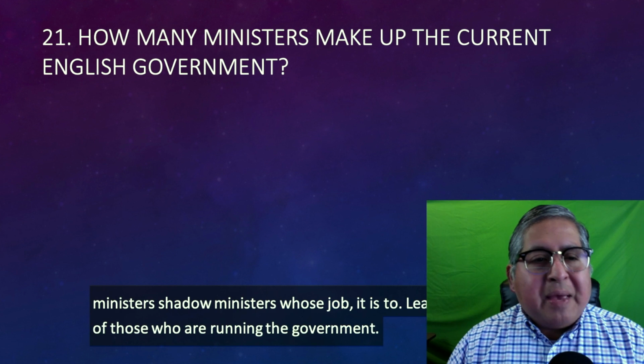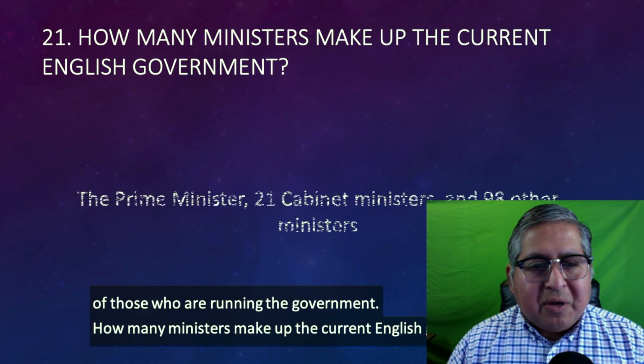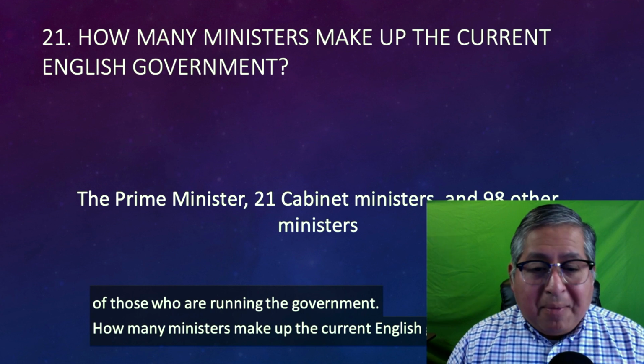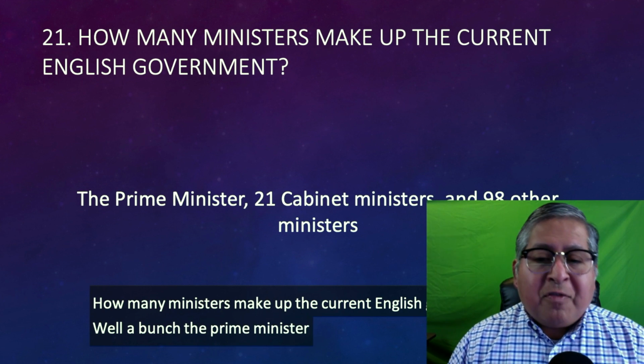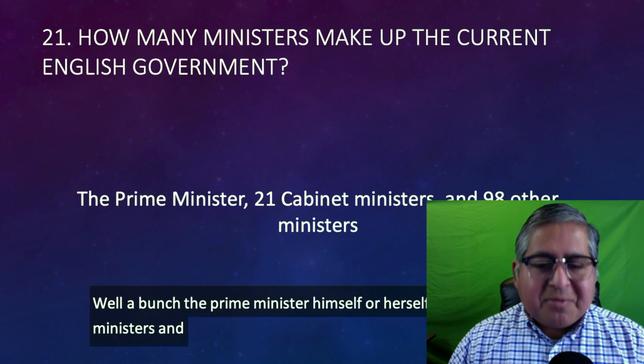How many ministers make up the current English government? Well, a bunch. The Prime Minister himself or herself, 21 cabinet ministers, and 98 other ministers.